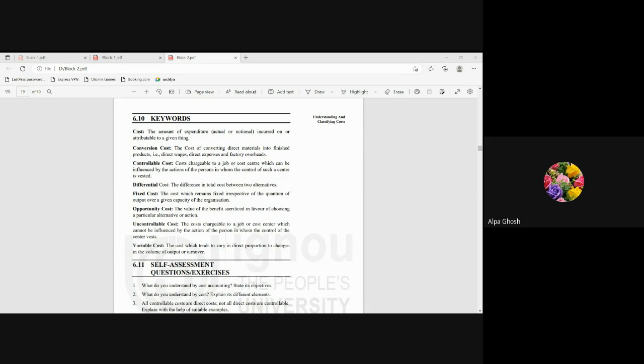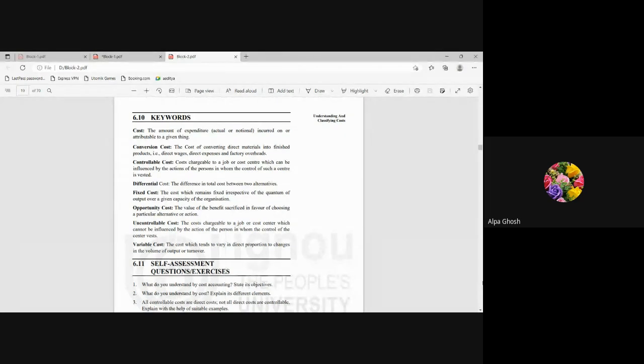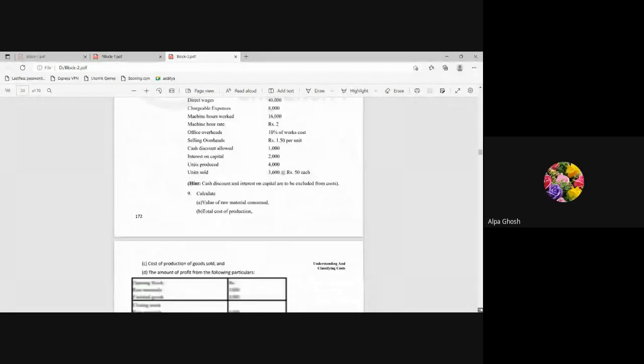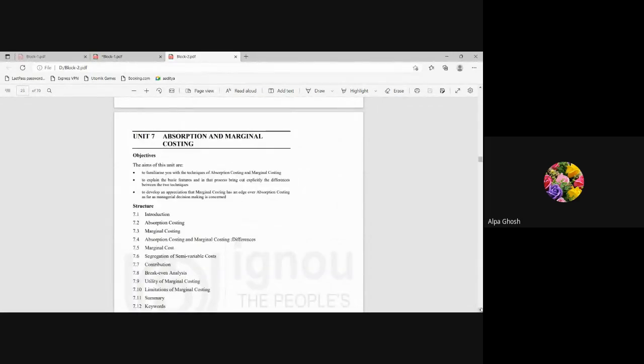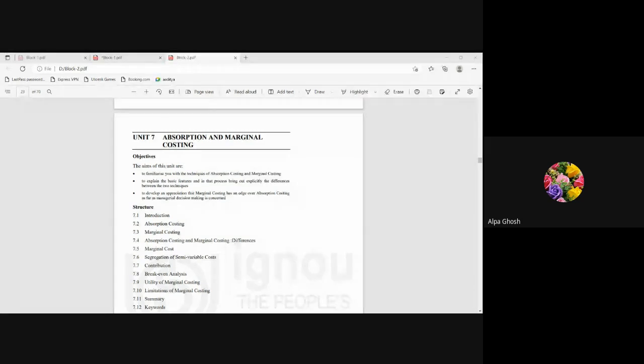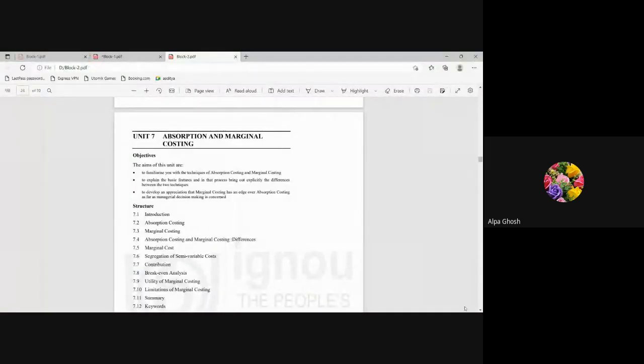Have you gone through variable cost, uncontrollable cost, opportunity cost? Just read them, because this first chapter of the second unit is done. Please go through the self-assessment questions whenever you get time. Actually, this is only the base of your understanding. Okay, if it is done, then we are moving to the next one.